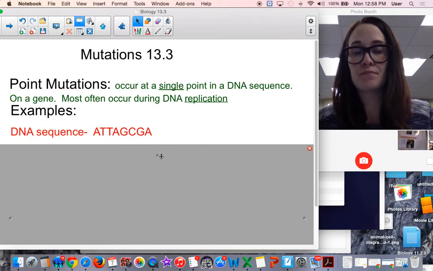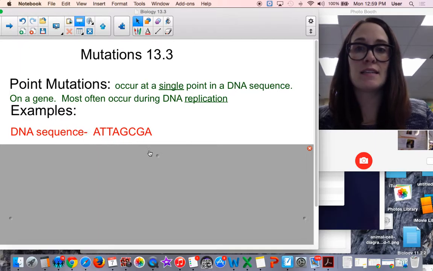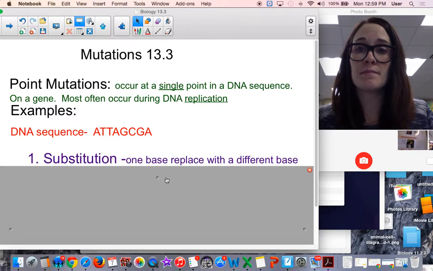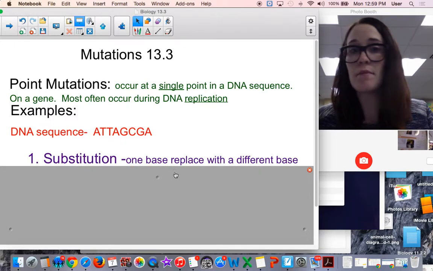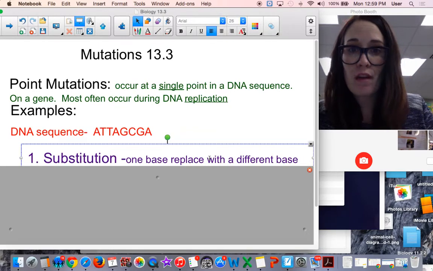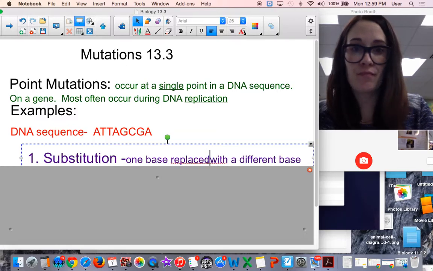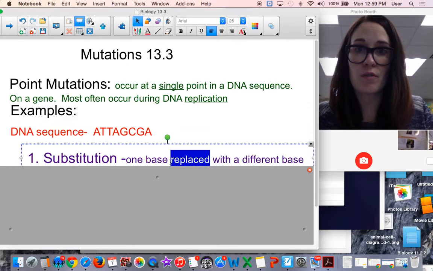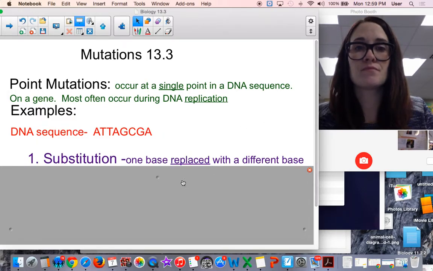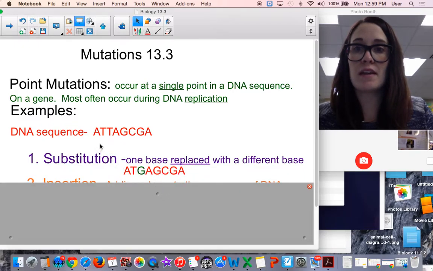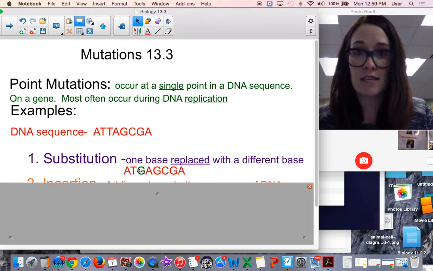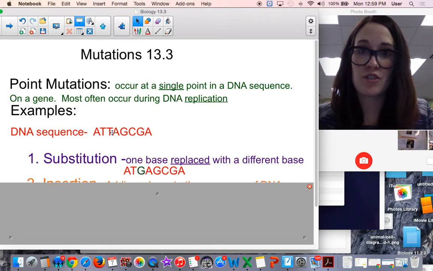Some examples. So here is our DNA sequence, ATTAGCGA. A substitution mutation is when one base is replaced with a different base. So add in the word replace there. So instead of being ATTAG, notice in this example, ATG. So the G replaced the T there.